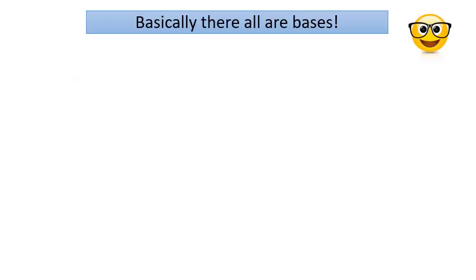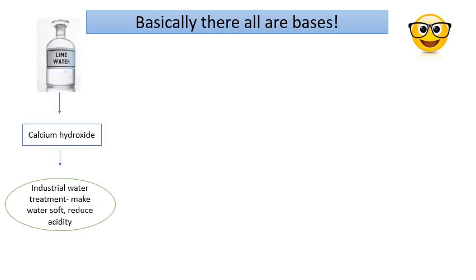Let us see what bases are now. Basically, they all are bases. We are using these things in our day-to-day life without realizing that they are bases. Let us see what they are. Lime water, not lemon water, lime water. It is industrially, chemically made. Its chemical formula is calcium hydroxide. You need not worry about its symbolic formula. You can remember calcium hydroxide as it is.